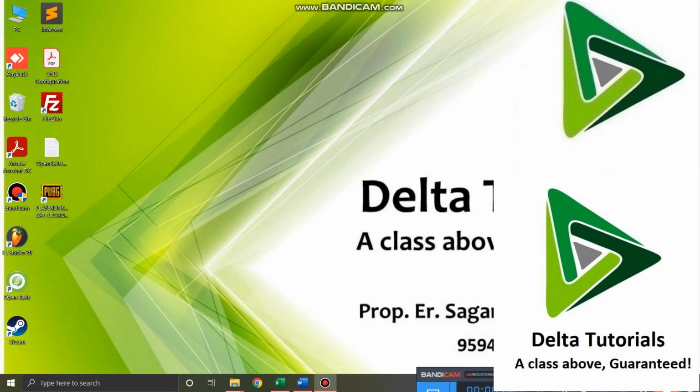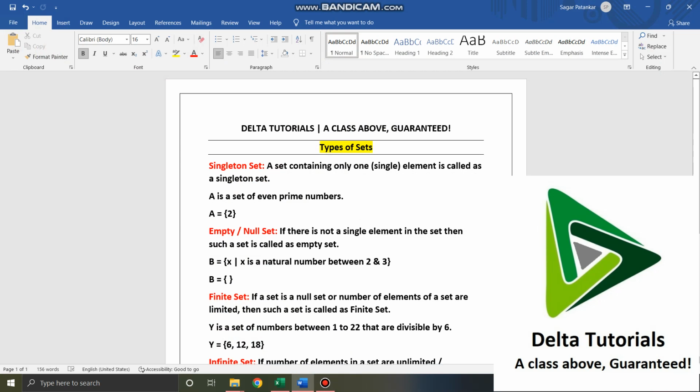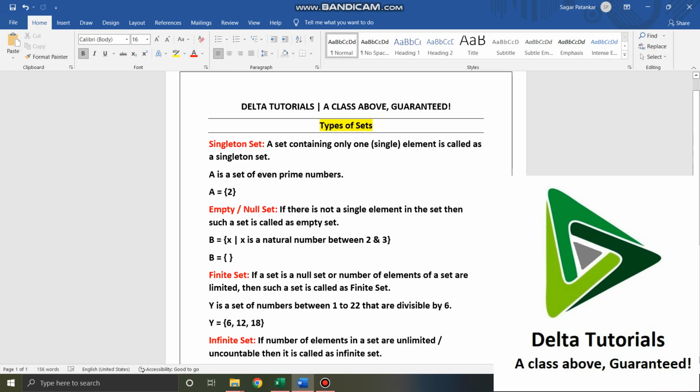Hi friends, in this video we are going to learn about different types of sets which are used in set theory. So let's start with different types of sets which we are having. The first one we are going to see today is Singleton Set.